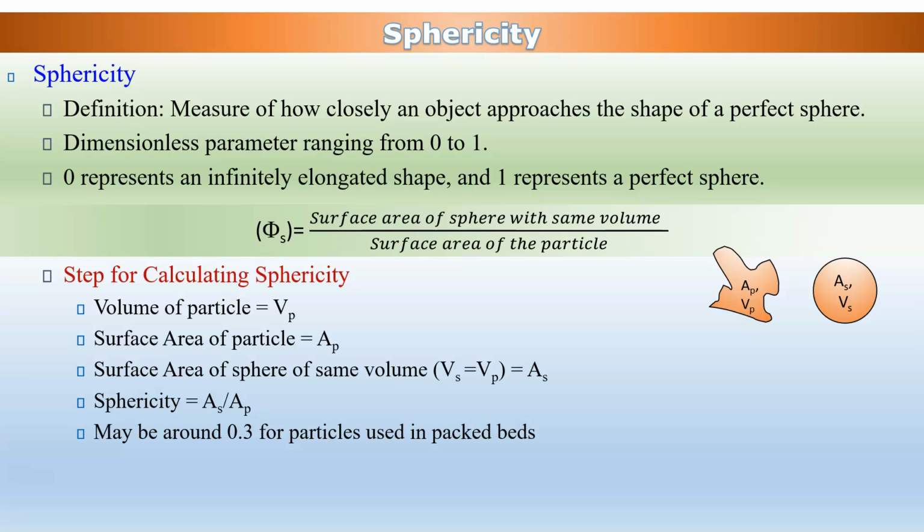Sphericity may be around 0.3 for particles used in a packed bed. Generally in a packed bed we use different shapes of particles, and 0.3 is the sphericity of that type of particle used in a packed bed. And lower sphericity means larger surface area. So that's the importance, because if we need a large surface area, we must choose a lower sphericity particle.